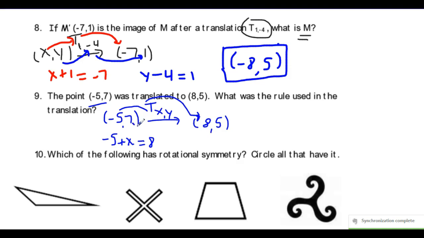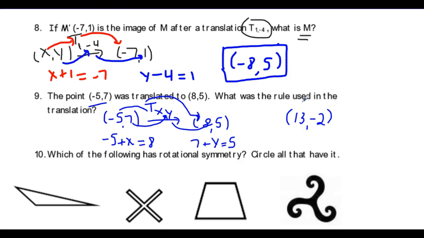Then they took 7, added y, and they came out with 5. We have 2 equations now to solve. If I added 5 to both sides, for x I'm going to get 13. And if I subtract 7 to both sides, for y I'm going to get -2.